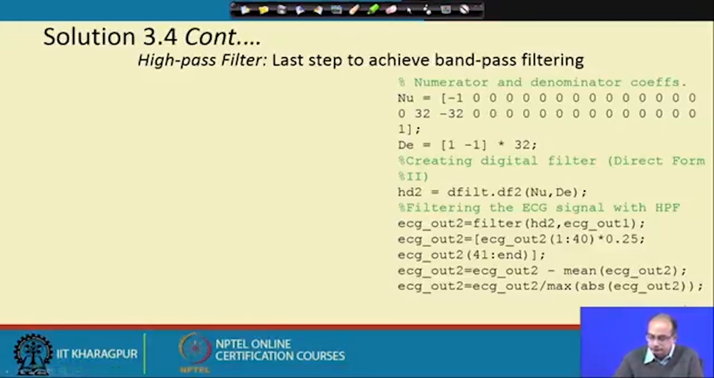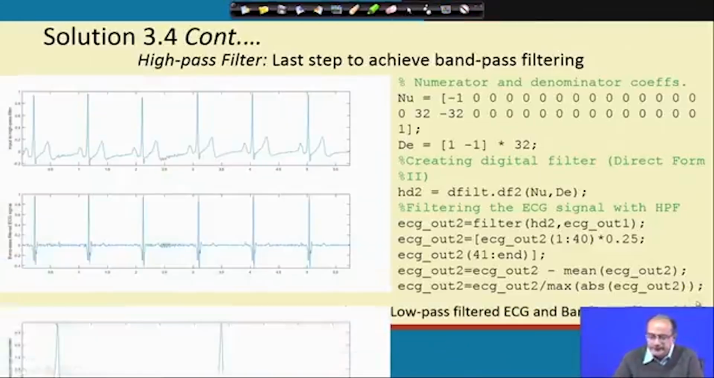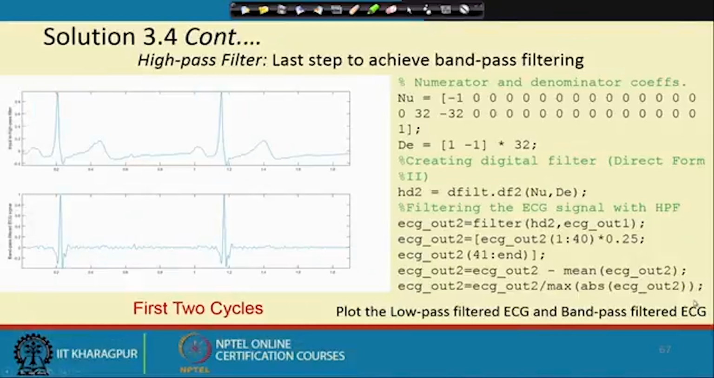So, here is the plot we get. In this case, the P and the T wave are subdued, and the QRS complex remains prominent, but the shape is changed after this band pass filter.